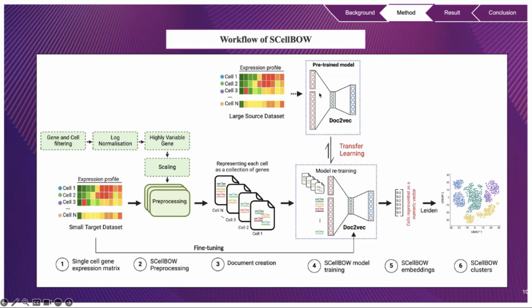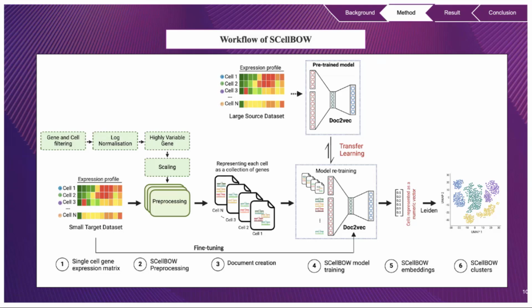So once I have my pre-trained model, which is trained on the large source data, I give this smaller target data as an input for fine tuning. So the output from this entire model are my embeddings for the target data sets, which are basically numeric vectors. So once I have the numeric vectors, I have applied Leiden clustering on top of it. And here I have represented it using the UMAP.